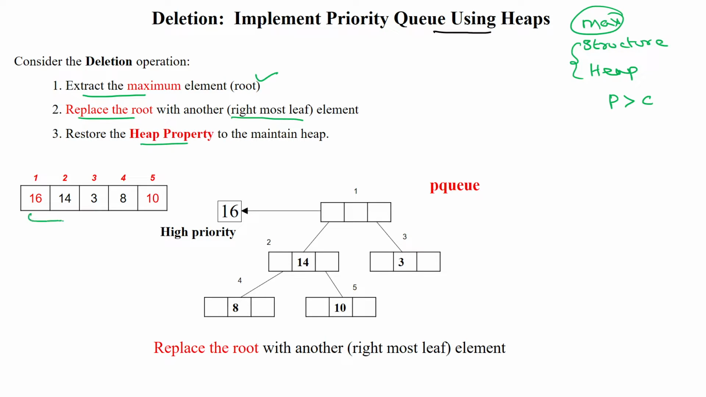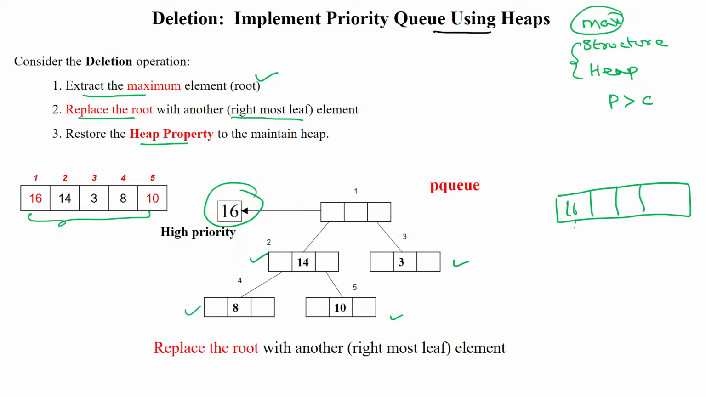So this is the given elements in the heap. So 16 is available in the root, 14 is the left child, and 3 is the right child, 8 and 10. So here highest priority is heap, root of the heap. So we are going to delete in the priority queue. Actually we will use the priority which are having highest priority will be deleted first. So highest priority in the heap will be root. So we are going to delete the element which is available in the root.